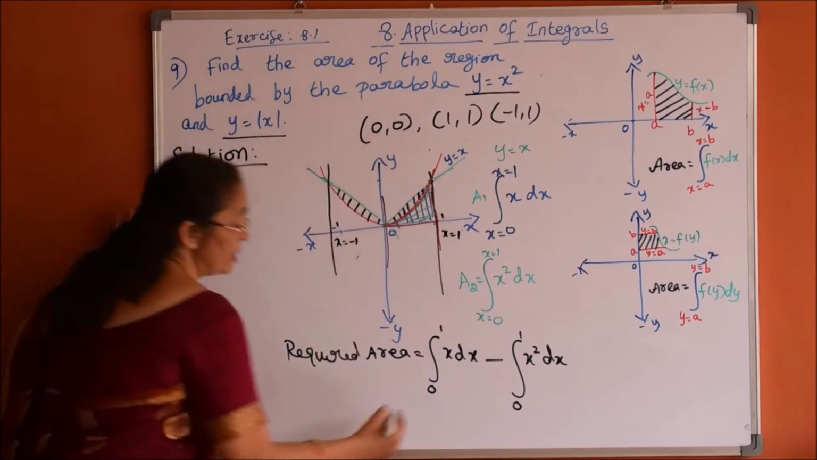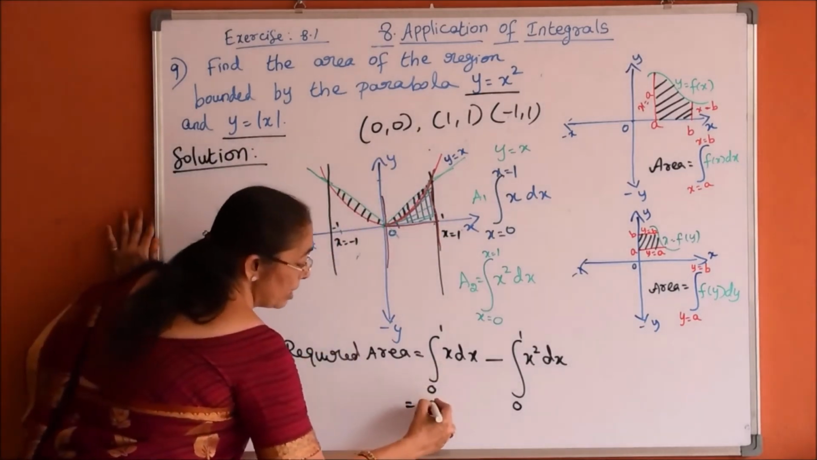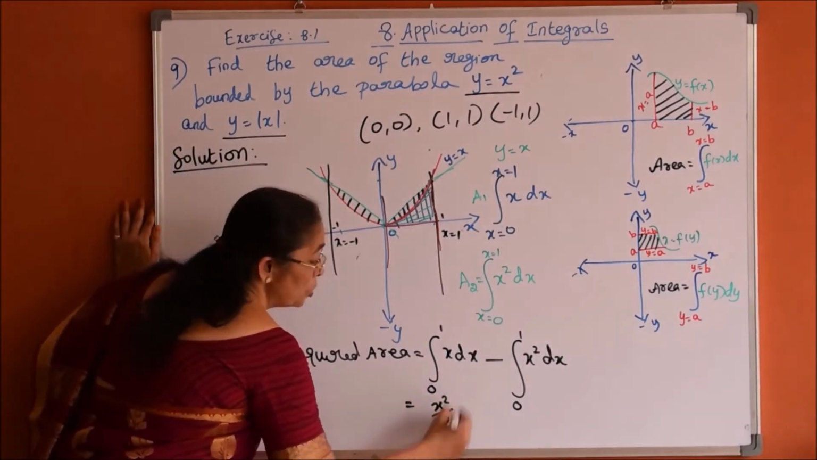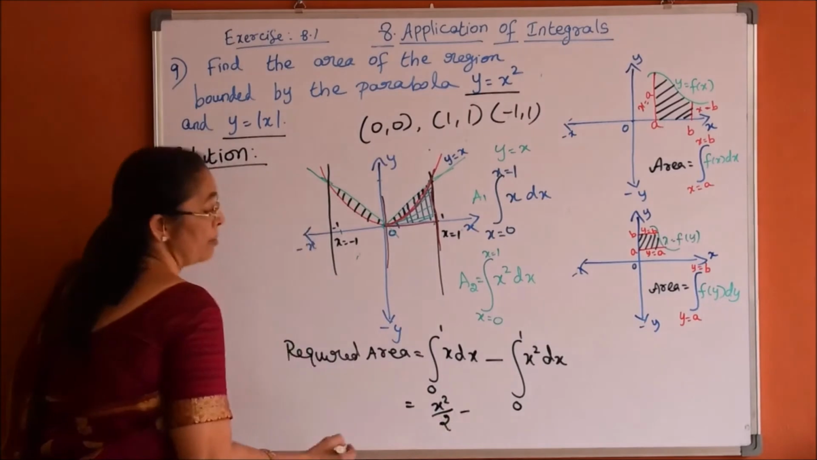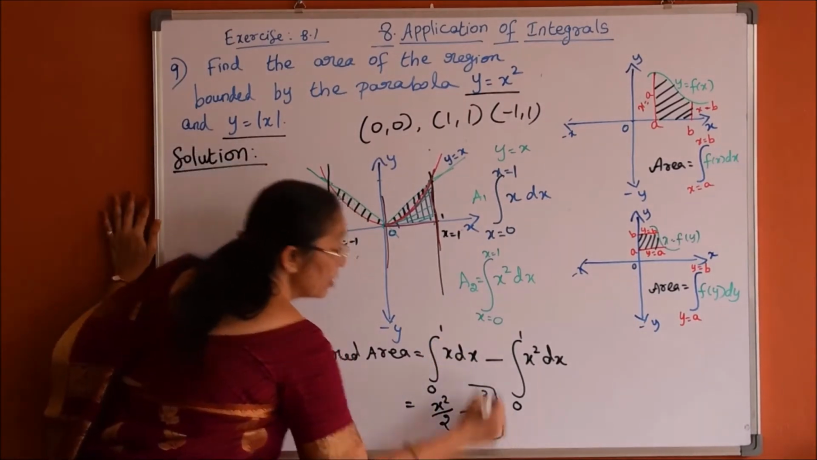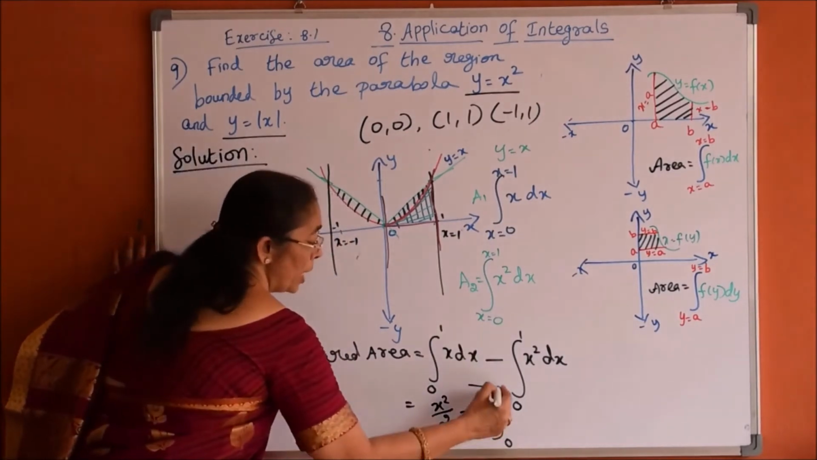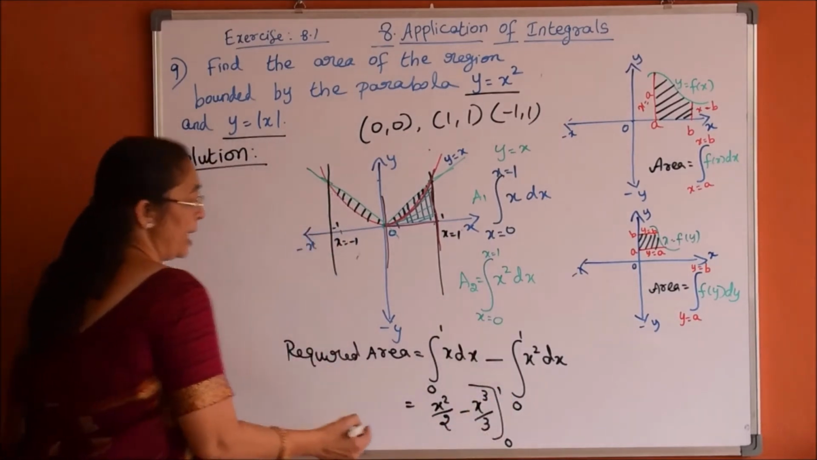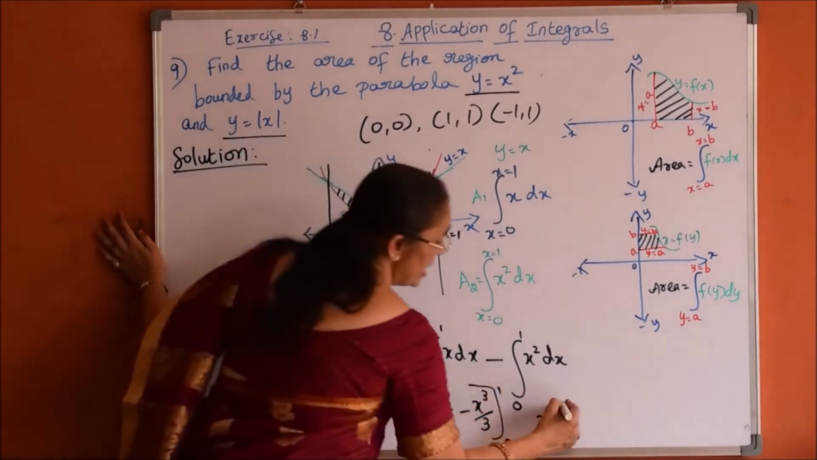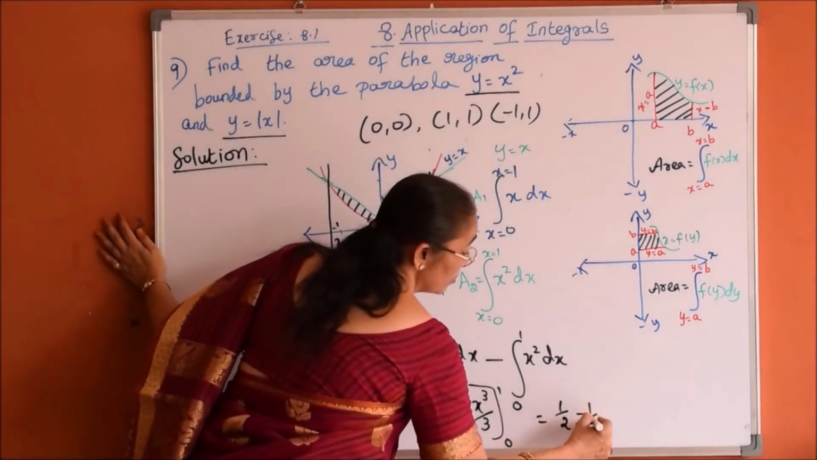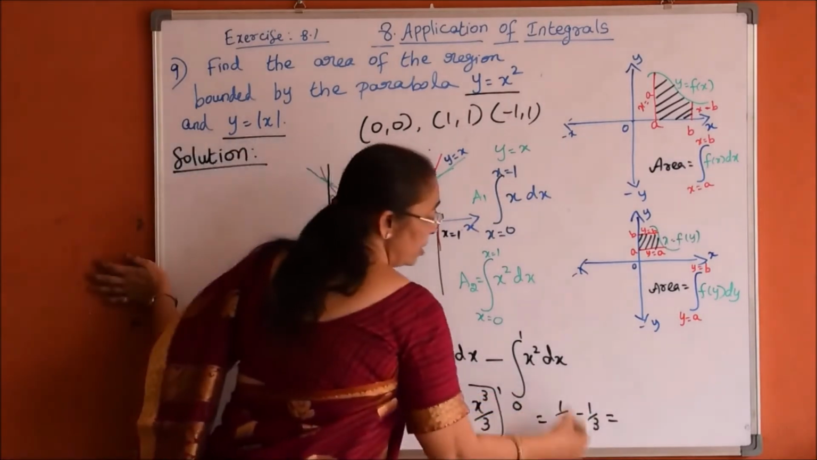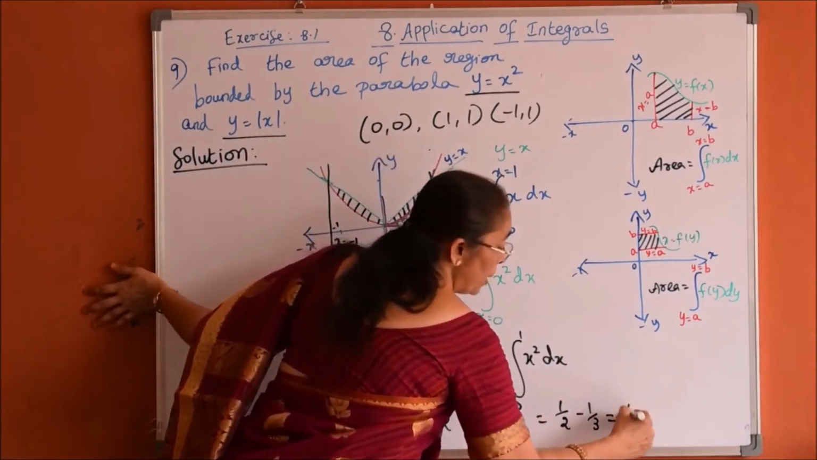So let us evaluate this one. x dx is nothing but x square by 2 and x square dx is nothing but x cube by 3, and both have limits 0 to 1. By applying the limits 0 to 1, we will get 1 by 2 minus 1 by 3. LCM is 6, so you will get 3 minus 2, 1 by 6.